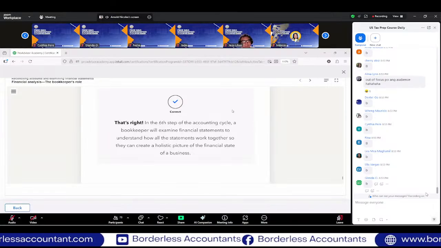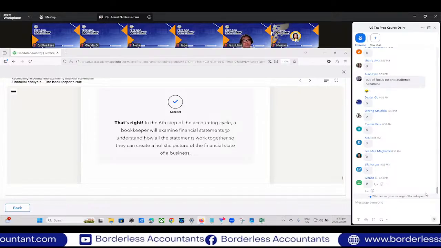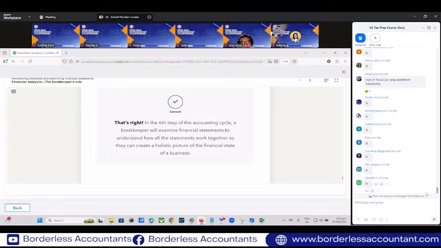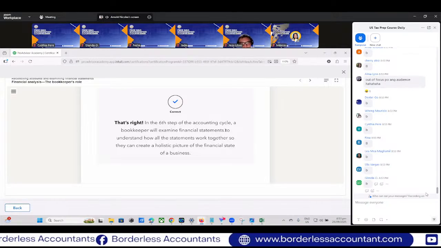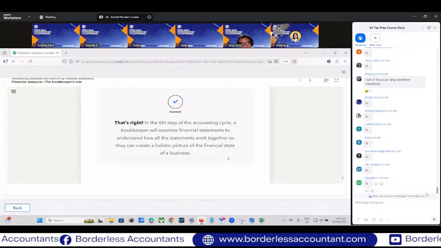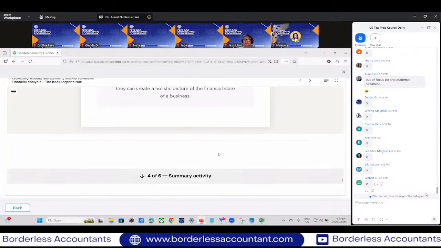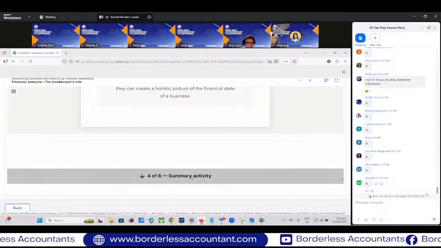In the sixth step of the accounting cycle, a bookkeeper will examine the financial statements to understand how all the statements work together so they can create a holistic picture of the financial state of a business. Okay.